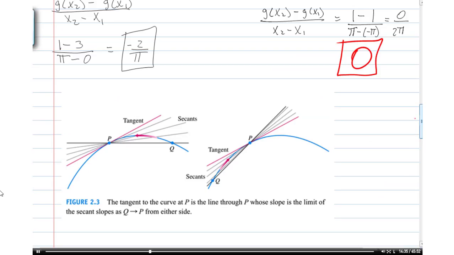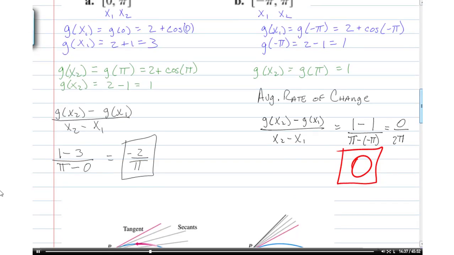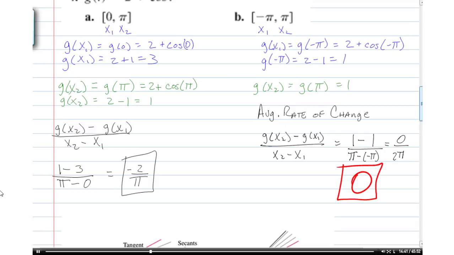Any questions about the arithmetic or anything with these problems? Do you see how the formula for an average rate of change is just a slope formula? There's nothing magical about it.